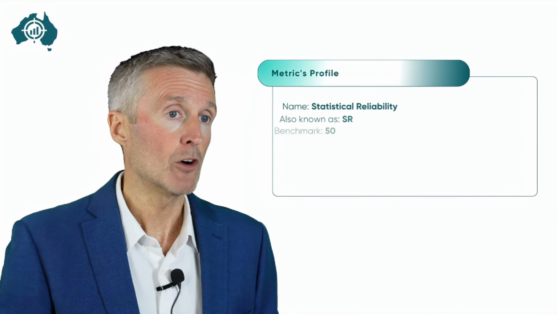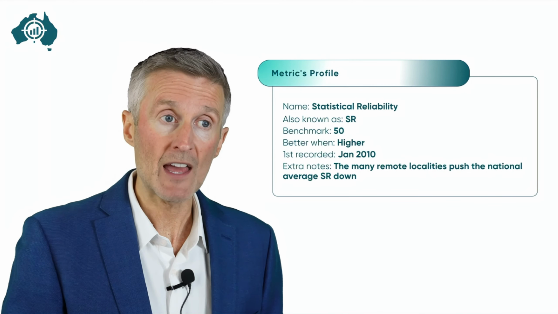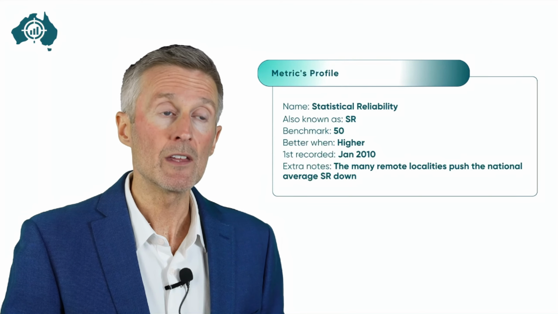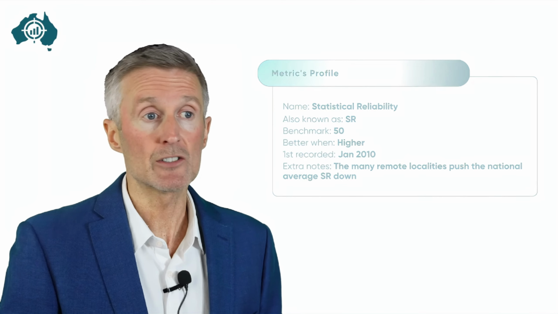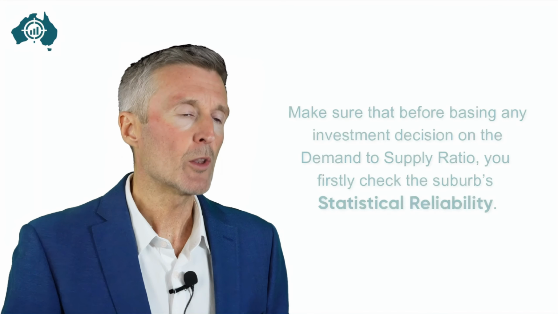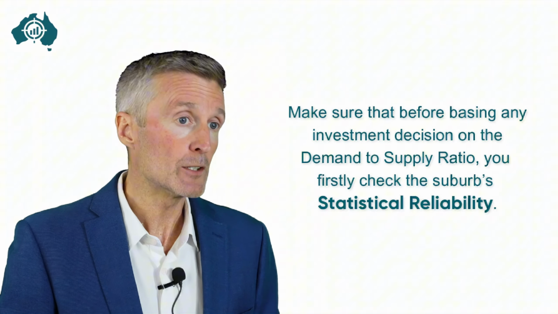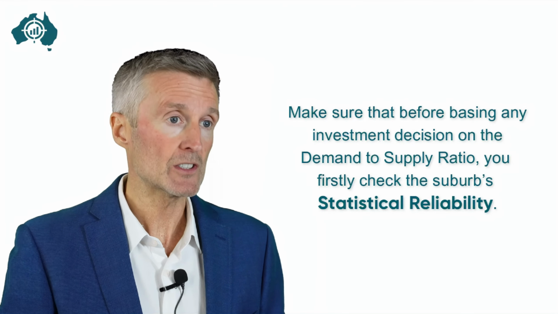Now, our policy is to publish some data on every market, but to publish that data along with a statistical reliability figure. Then it's up to the investor to decide if they're prepared to accept a bit more risk or not. So make sure that before basing any investment decision on the demand to supply ratio, you firstly check the suburb's statistical reliability.